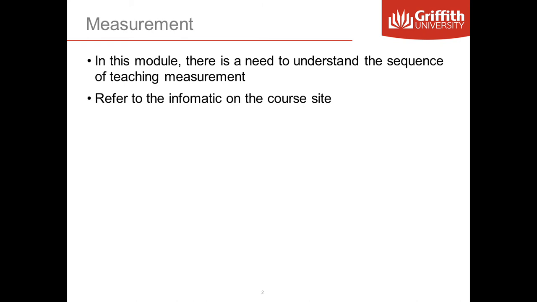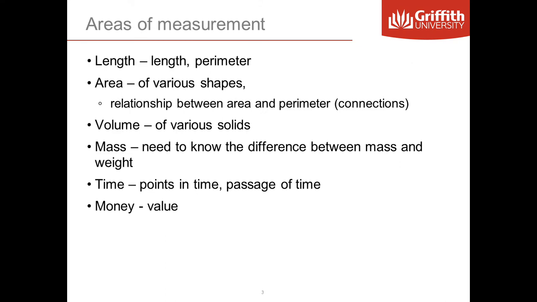On the course side, there's an infographic, which it's highly recommended that you read or engage with. So in terms of the measurement strand, there are a number of key areas within this strand. First of all, we generally teach the length attribute, probably the first of all of the attributes. So the length attribute is about finding the distance from one point to another, which is usually in a sense a one-dimensional length, or a two-dimensional where we're looking at the perimeter around an object such as a square or a paddock or so on.